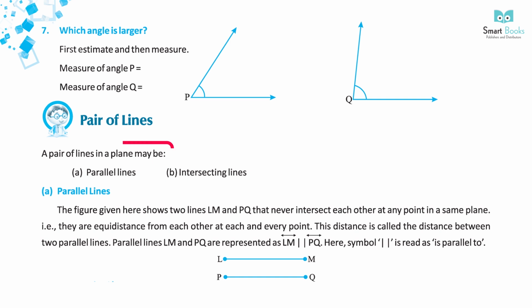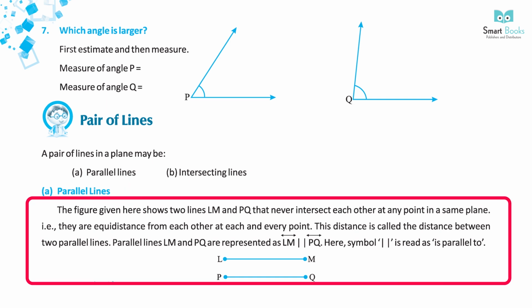Pair of lines. A pair of lines in a plane may be A. Parallel lines, B. Intersecting lines. A. Parallel lines. The figure given here shows two lines LM and PQ that never intersect each other at any point in the same plane. They are equidistant from each other at each and every point. This distance is called the distance between two parallel lines. Parallel lines LM and PQ are represented as LM parallel to PQ. Here the symbol is read as parallel to.